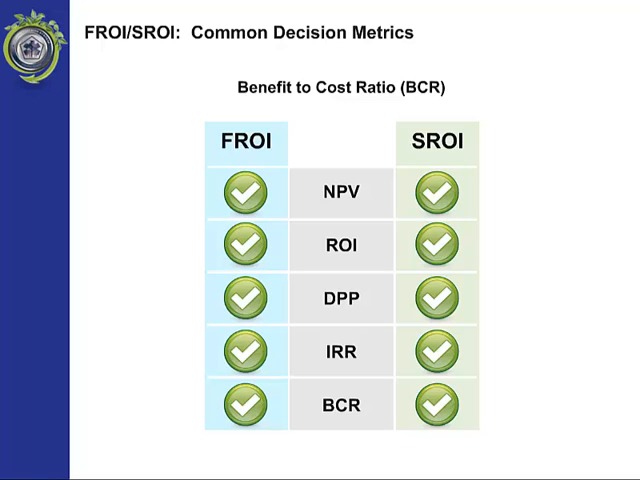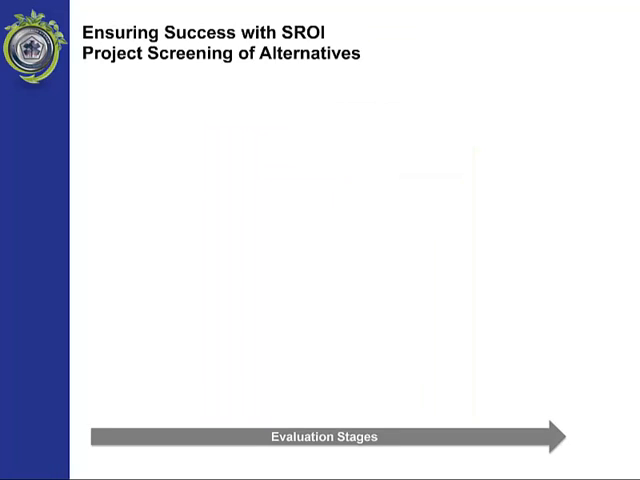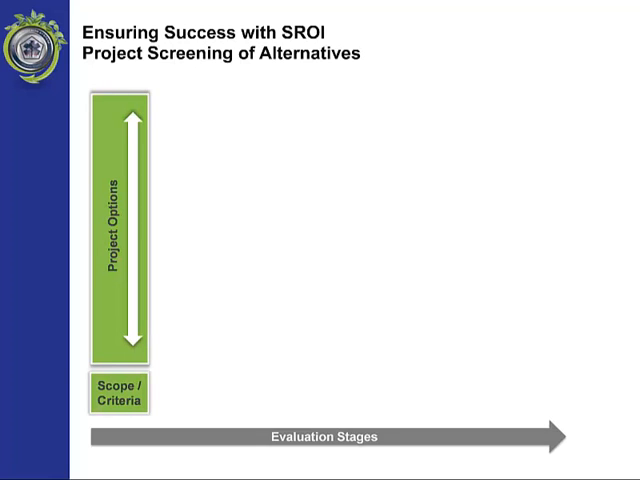from society's perspective. When SROI is implemented, both sets of outputs are provided to the project team. This enables the team to make decisions based on transparent and comparable outputs. These two sets of metrics can be used as part of a successful screening process when determining which alternative or set of alternatives is optimal.